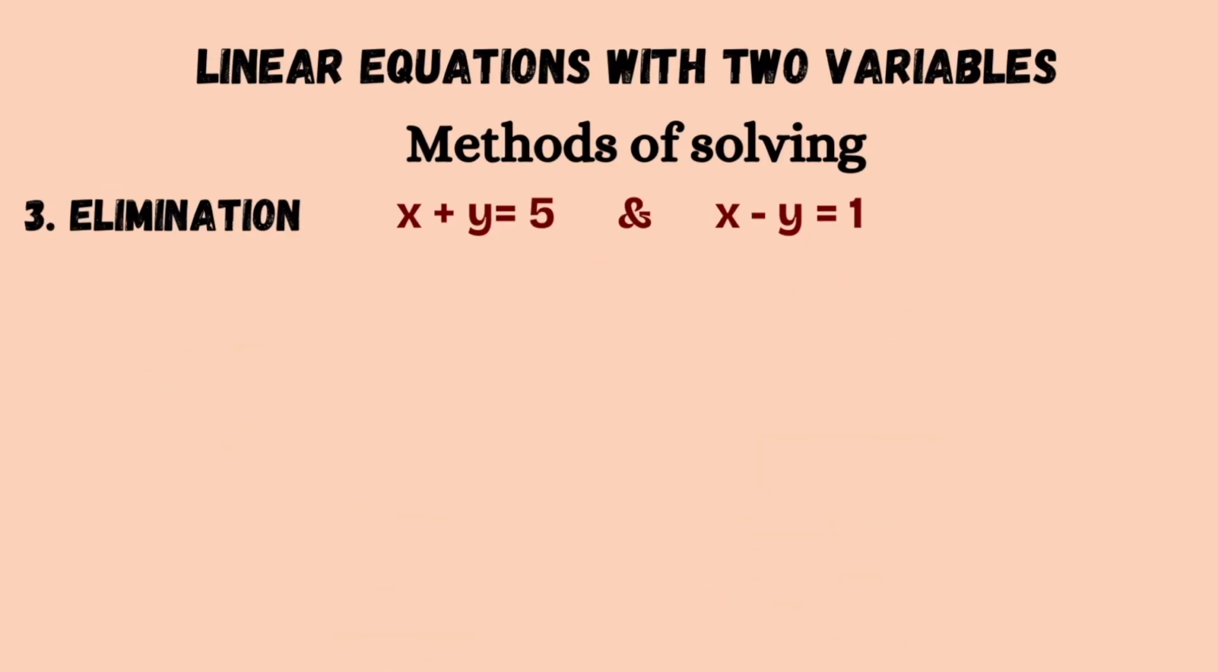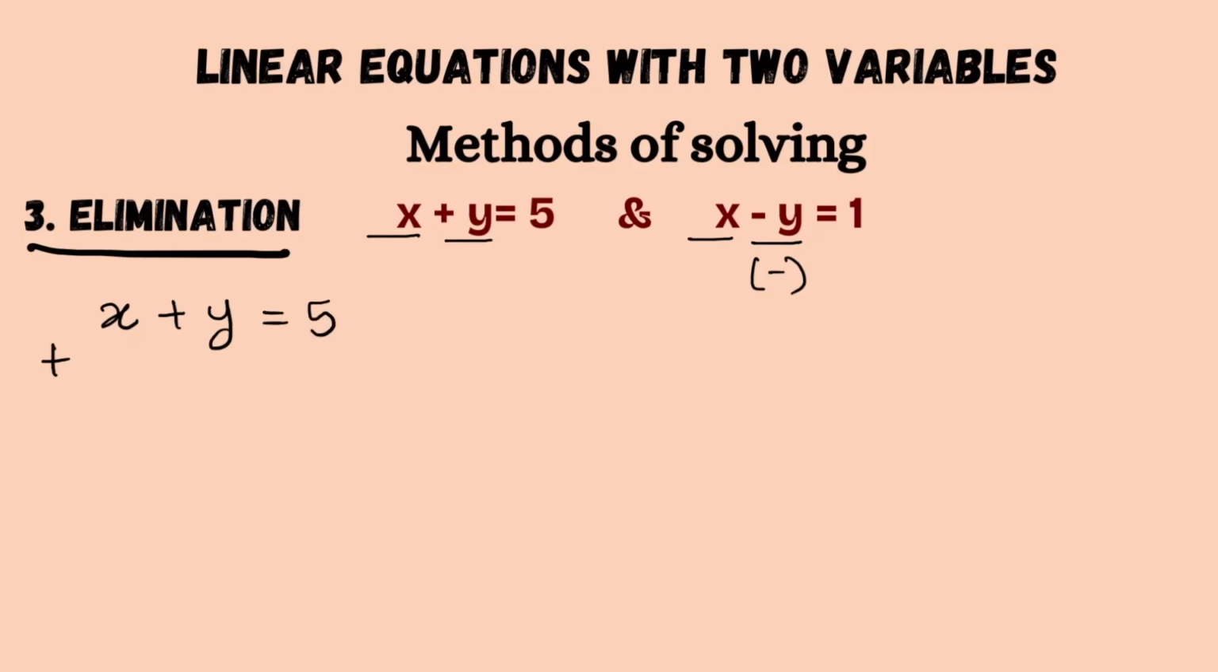Method 3, elimination method. The elimination method is all about destroying one variable so you can freely solve for the other. Look at the coefficients. Both equations have x and y, but in the second equation, y is with a negative sign. Perfect. Add both the equations. x plus y equal to 5 plus x minus y equal to 1. Cancel out y. 2x equal to 6, x equal to 3.